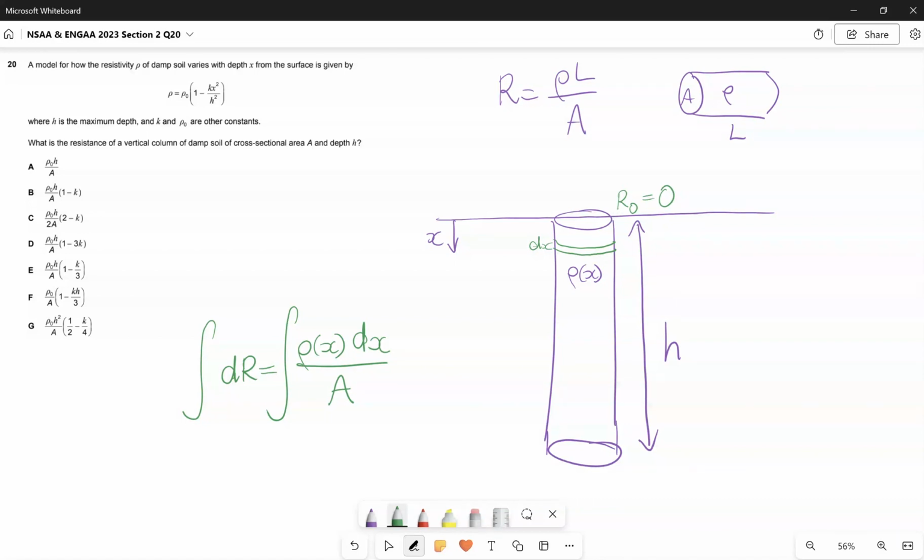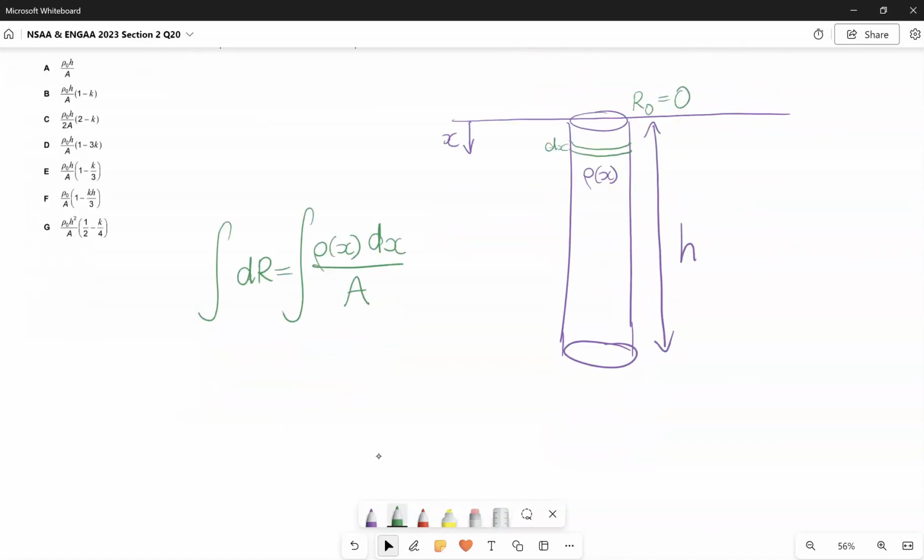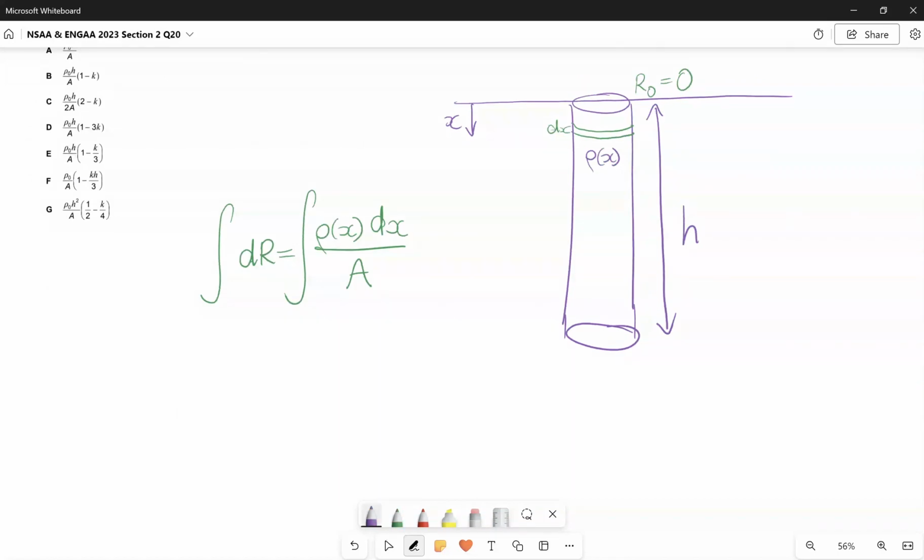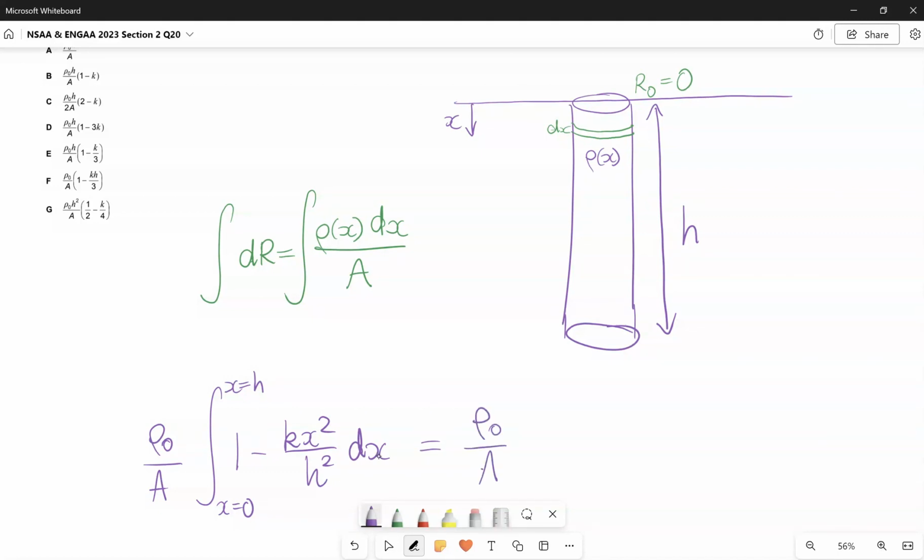And so if we actually carry through this integration, we have the integral from x is 0 all the way down to the maximum depth x is h. I'll take rho naught out from the resistivity, and an over A here. And this will be 1 minus k x squared over h squared, dx. If we integrate that, we get rho naught over A outside, and then x minus k x cubed over 3 h squared, between h and 0.